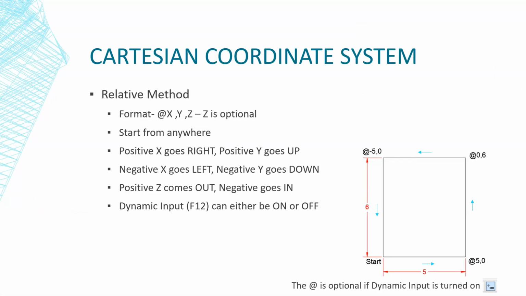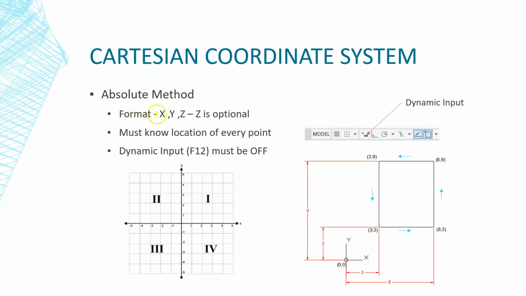Okay, so let me go ahead and make sure that I covered everything that I needed to do. I showed you the format, and let me go back to the absolute. So now we understand that the format is X, Y, Z. Everything that we're creating today is just going to be 2D stuff, so we can omit the Z option. We must know every single point. In the examples that I showed you today, you knew where every single point was.